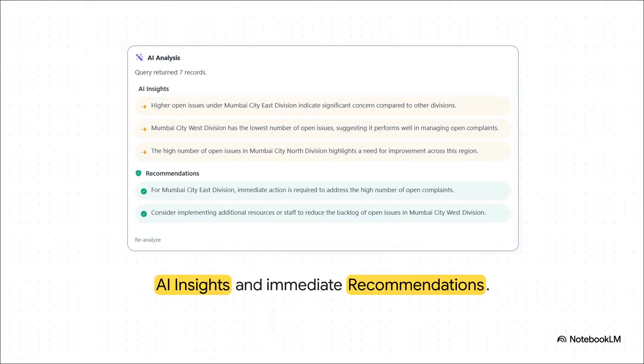But wait, it doesn't just point out the problem and leave you hanging. The full AI analysis output also notes the positives, like Mumbai City West having the lowest number of open issues, which shows really high performance. Then, crucially, it gives you automated recommendations. It advises immediate action for the East Division. And for the West Division, it suggests maybe using them as a model, or considering implementing additional resources from there to further reduce backlogs elsewhere. This is strategic, executive-level advising, and it's generated for you in seconds.